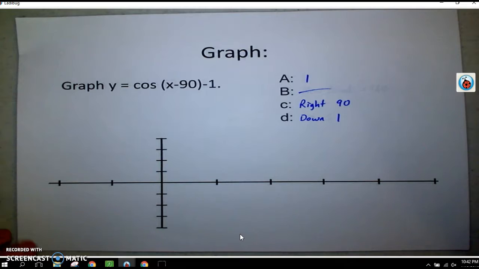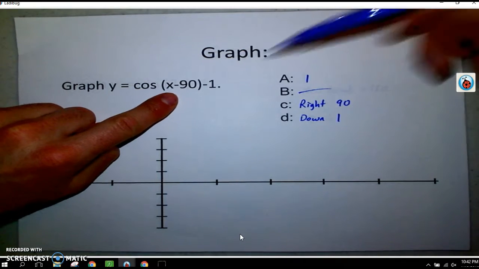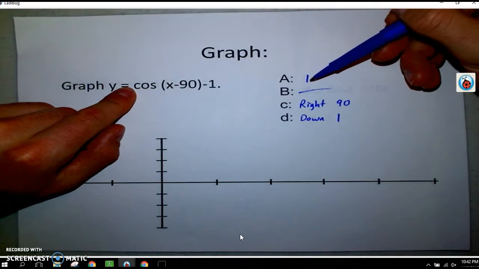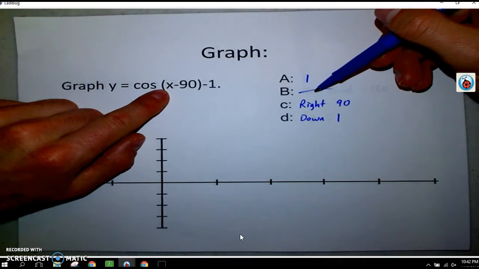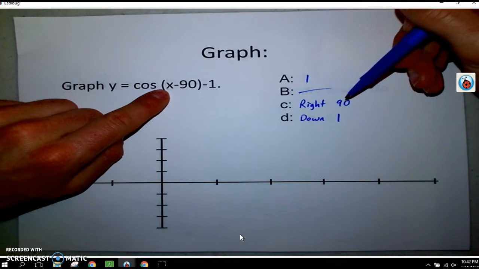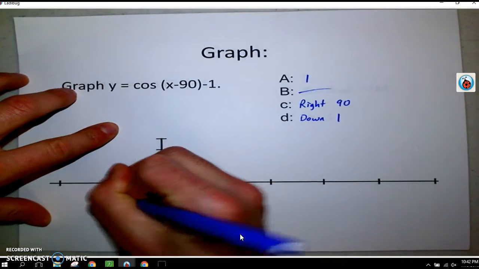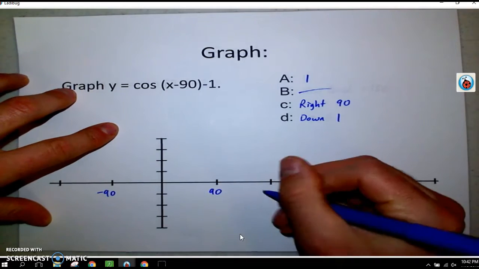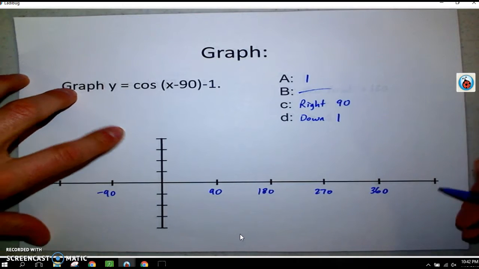In our next problem right here, y equals cosine of x minus 90 minus 1. So my amplitude is 1, haven't changed that. Again, I have no new period. Period will still be 360. And I will be shifted to the right 90. So since my period is still 360, I can label my x-axes normally, going by 90s.